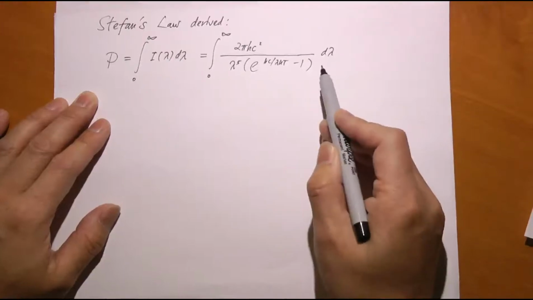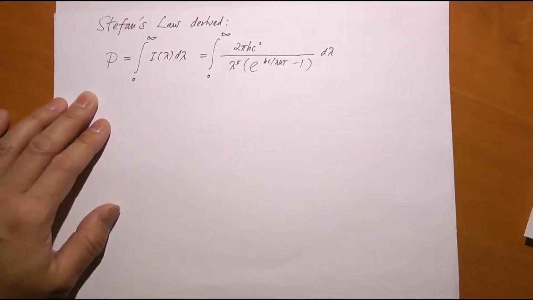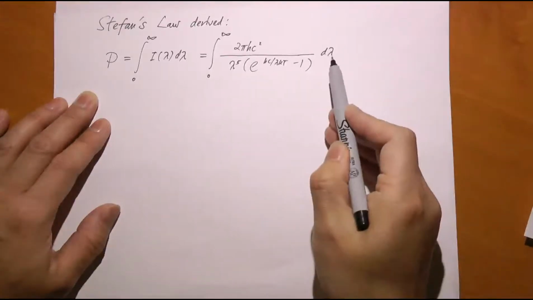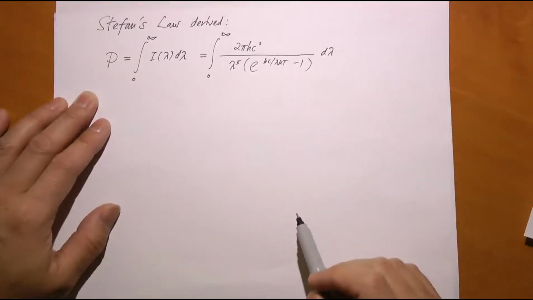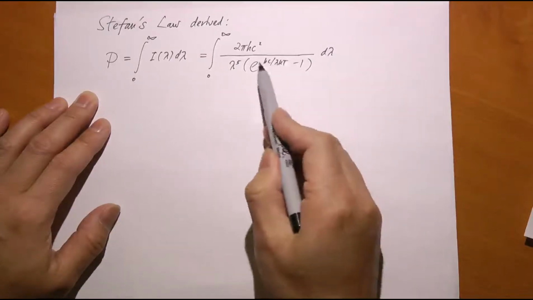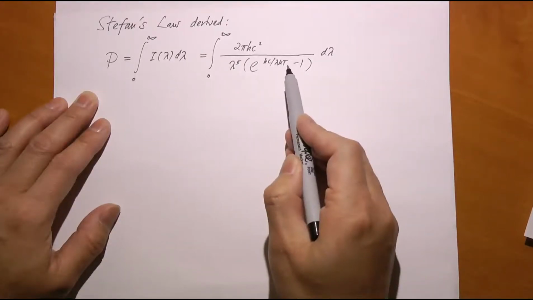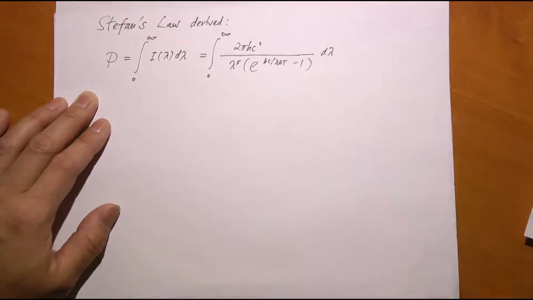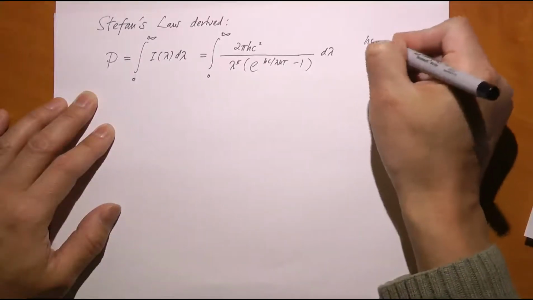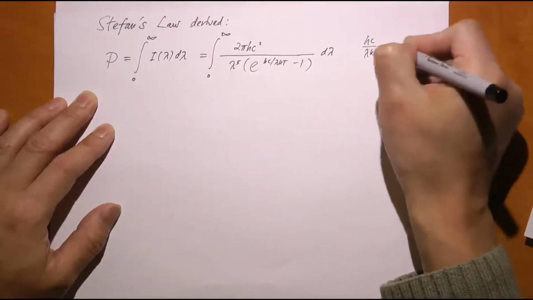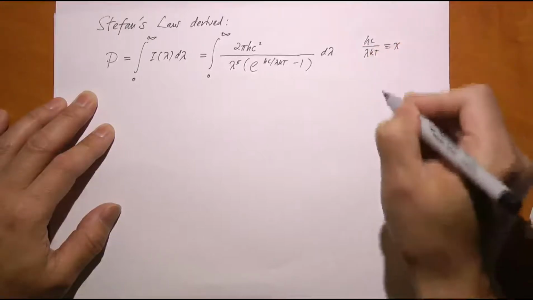Let's tackle this integral. There is a common trick that physicists use when dealing with complicated integrals like that, and that is, we turn this integrand into a dimensionless quantity. So let's introduce a dimensionless quantity. This is a good candidate, hc over lambda kT. This whole thing is definitely dimensionless because it's on the shoulder of an exponential. So let's define hc over lambda kT. We call it x. So x is a dimensionless quantity.